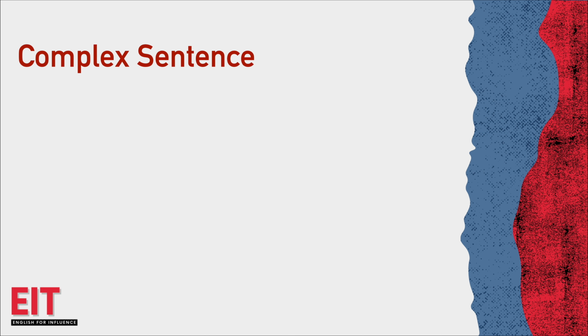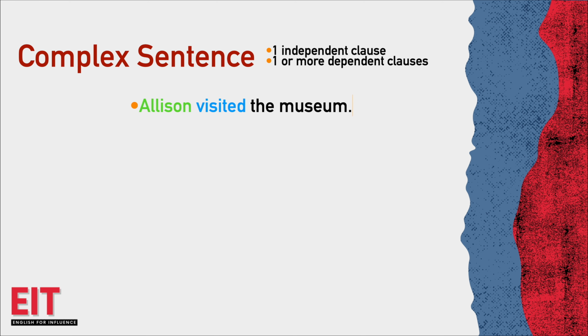So the third one is a complex sentence. What makes it complex? So first, it has an independent clause. Of course, it should have one independent clause because all sentences have at least one independent clause. I hope you figured that out by now. And aside from the independent clause, it has one or more dependent clauses. Let's look at an example.